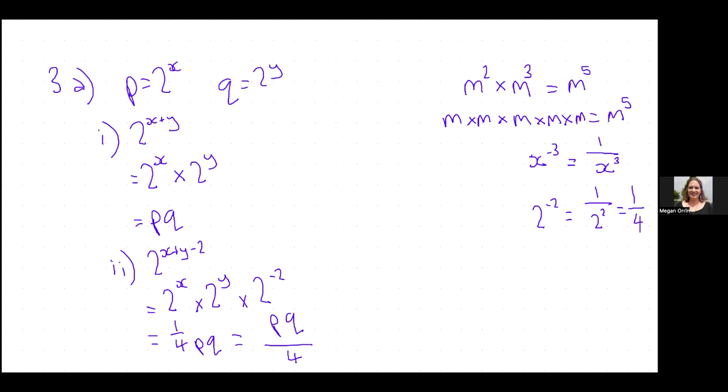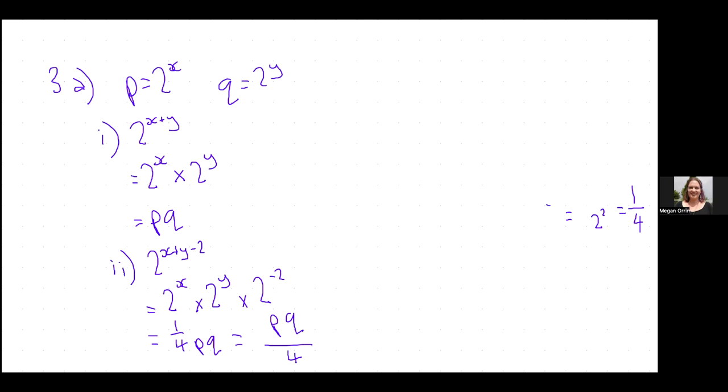Okay, that's part 2. I'm just going to erase this bit over here so I've got space for part 3. So now we're being asked for 2 to the power of 3x, which again is the same principle. If we've got 3x, what we're really looking for is 2 to the power of x times 2 to the power of x times 2 to the power of x, because x plus x plus x is 3x.